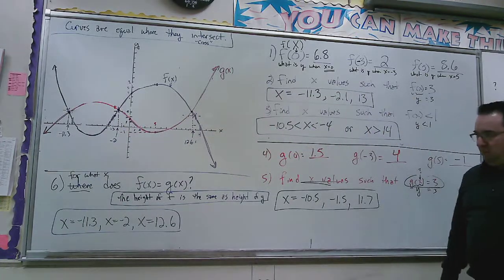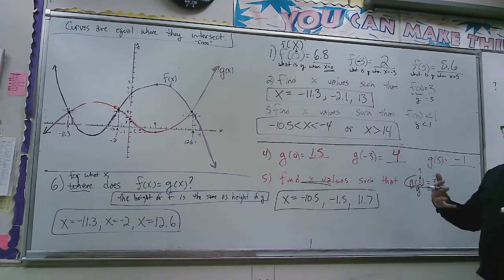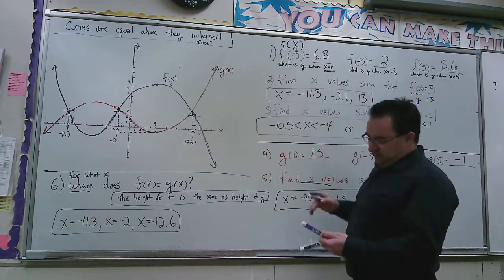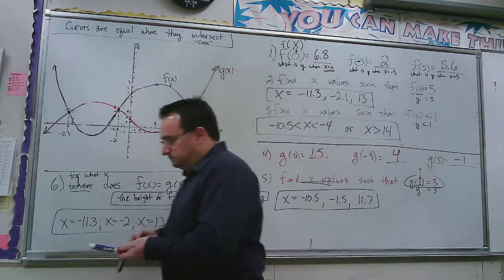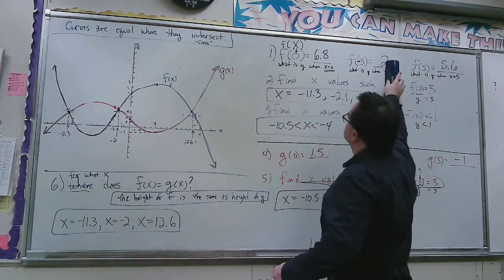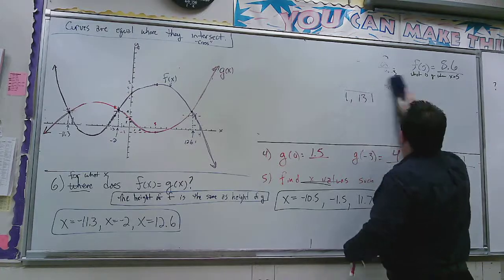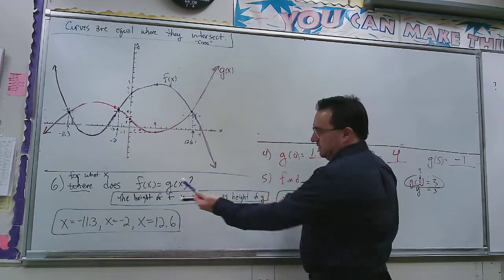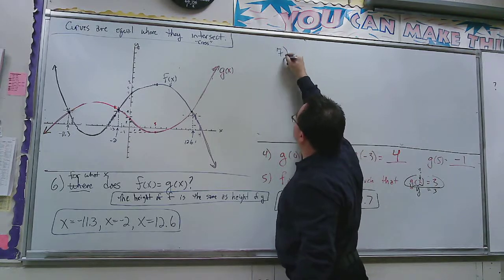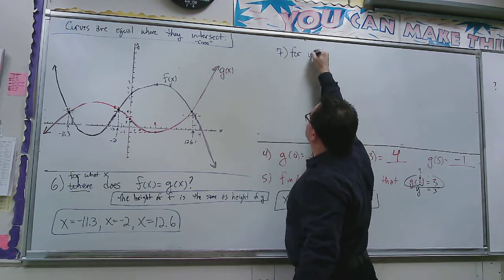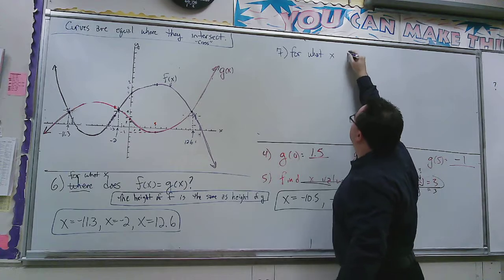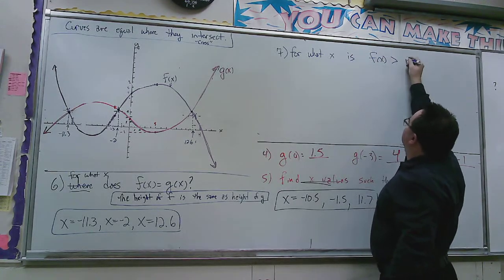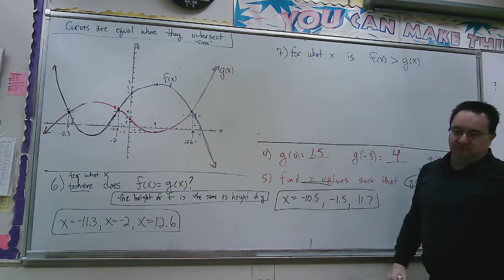So where are they equal? Where they cross. Where are they equal? Where they cross. One more thing, and then I got to erase, and then we'll tie this lesson up. A last thing I could do is I could ask you, I'm on question 7, for what values of x is f of x greater than g of x?